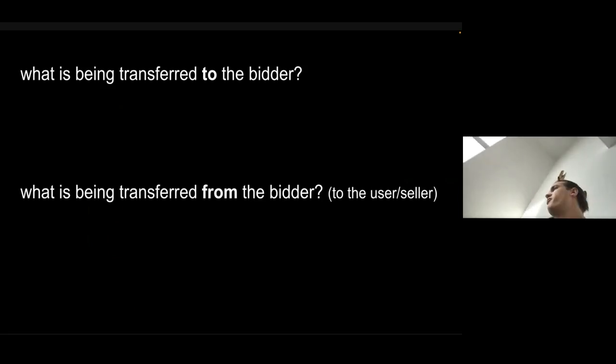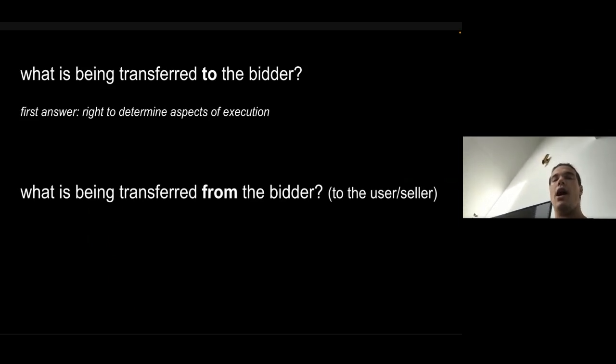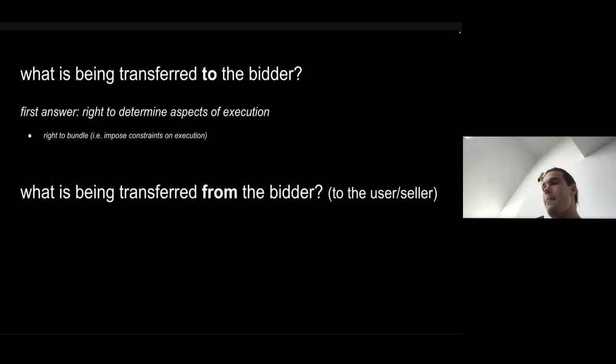And we can give some first approximations, first answers to this, which is maybe what's being transferred to the bidder is a right to control the conditions of execution, right? Someone is trying to submit a trade, and you want to bundle them. That's an example. I want my front run, I want a back run or whatever, and these conditions now become part of the execution of this transaction as I submit them to the rest of the MEV supply chain. That's one way of doing it.